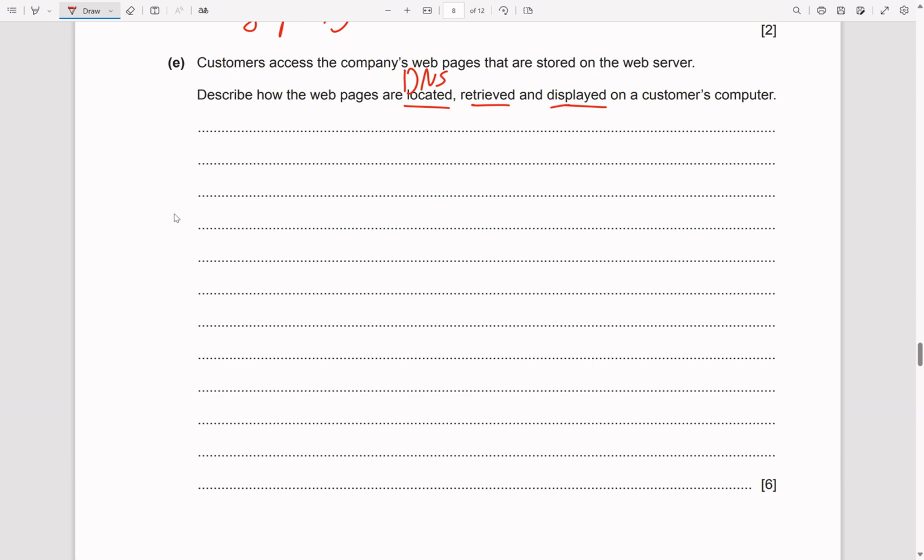And then displayed, I guess this is talking about the web browser taking the HTML, but also the JavaScript and the CSS. Let's just say taking the HTML code and then rendering that on the page, displaying it to the user.